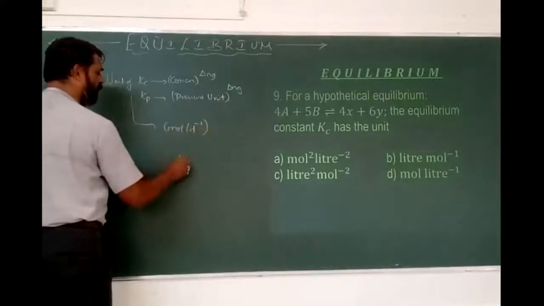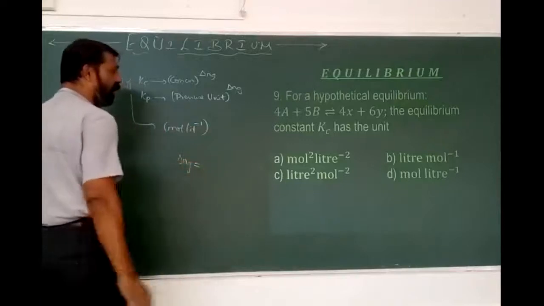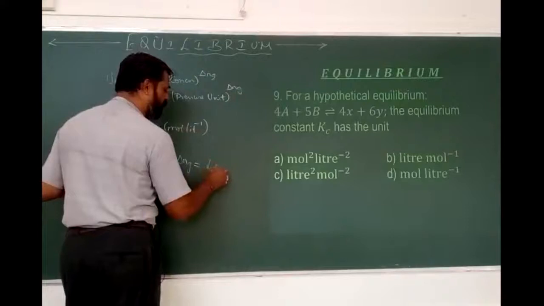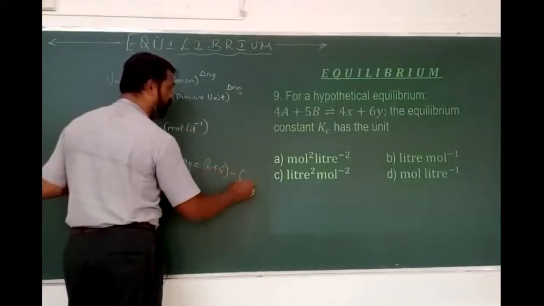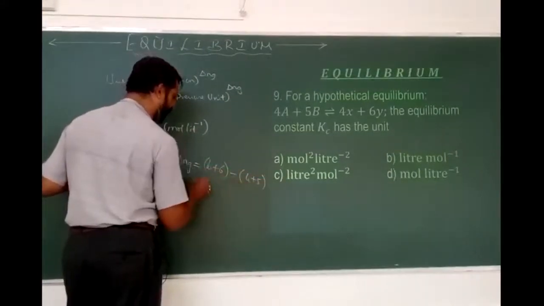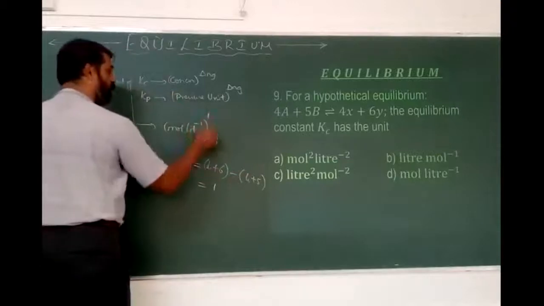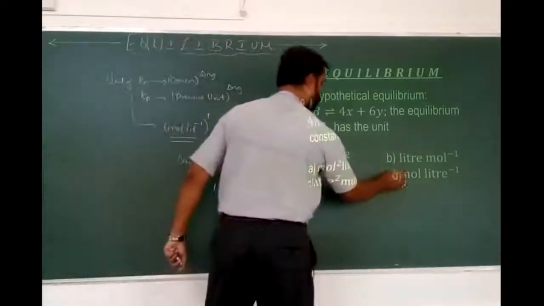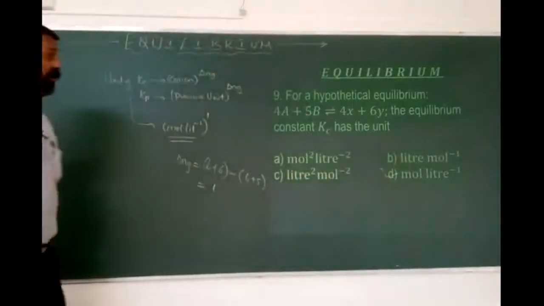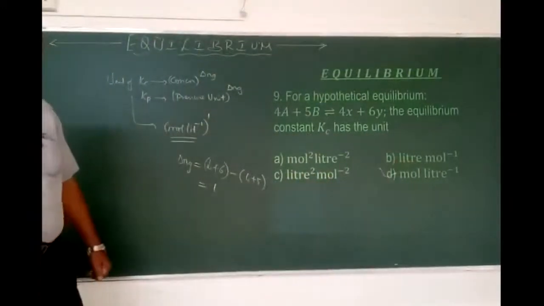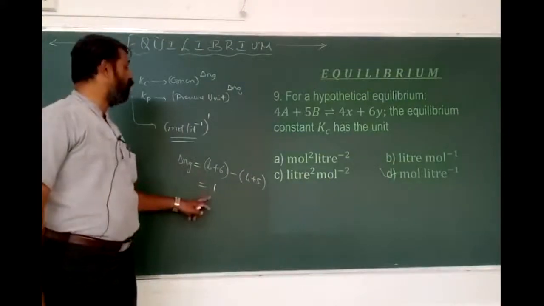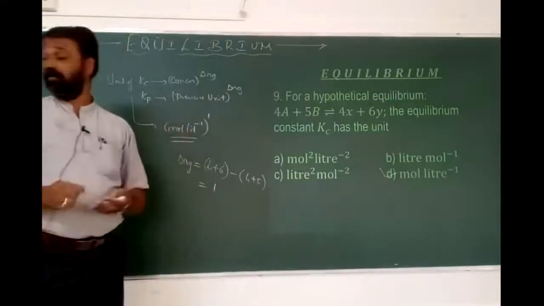What's the value of delta Ng for that reaction? Delta Ng is products minus reactants. Products are 4 plus 6 minus reactants 4 plus 5, which is equal to 1. Therefore, the unit is mole per liter. For the hypothetical reaction 4a plus 5b gives rise to 4x plus 6y, the equilibrium constant has the unit of mole per liter, since delta Ng is equal to 1. Okay.